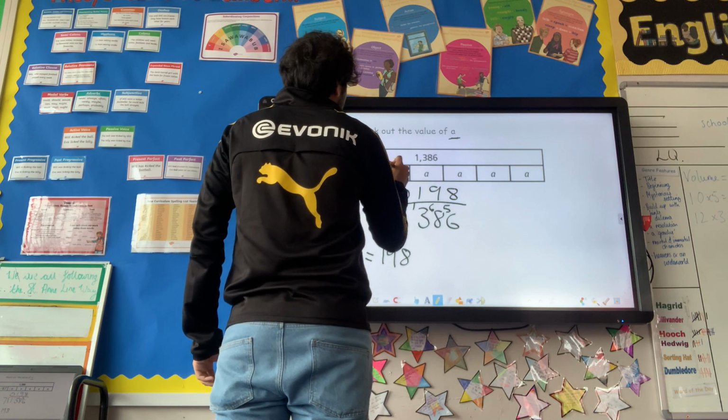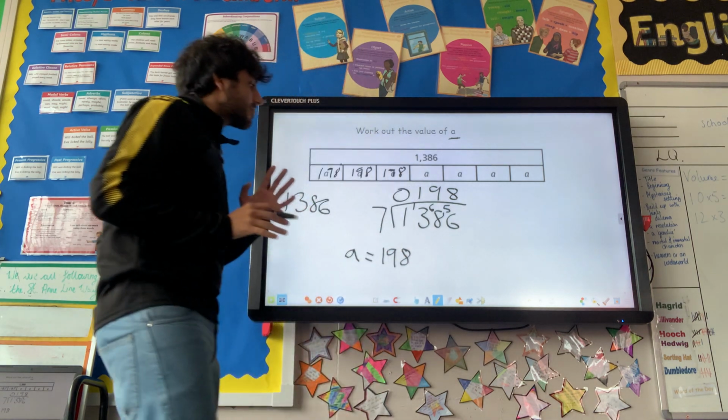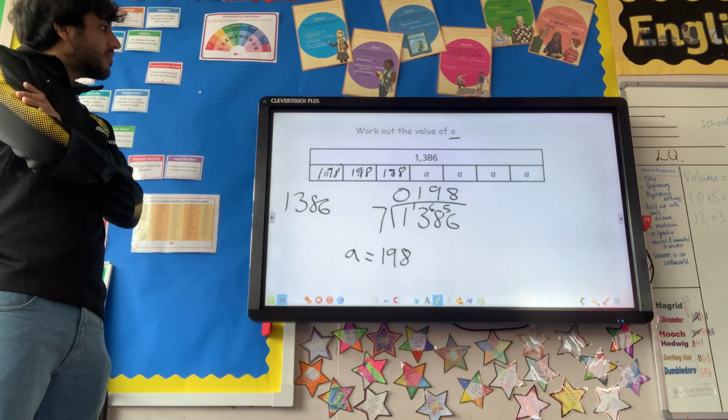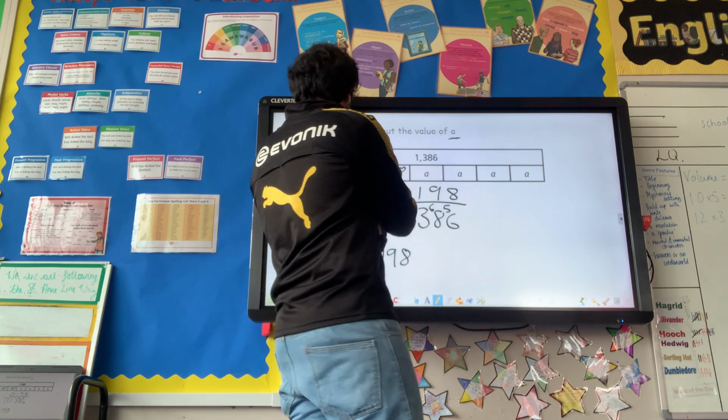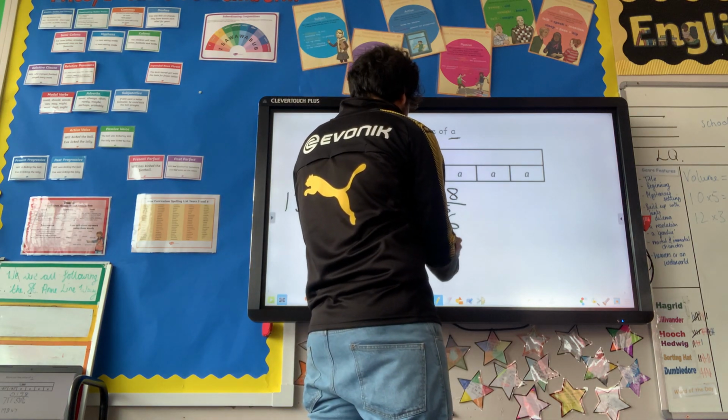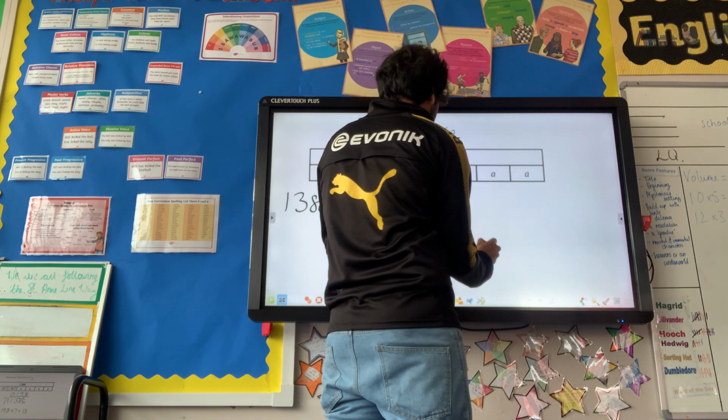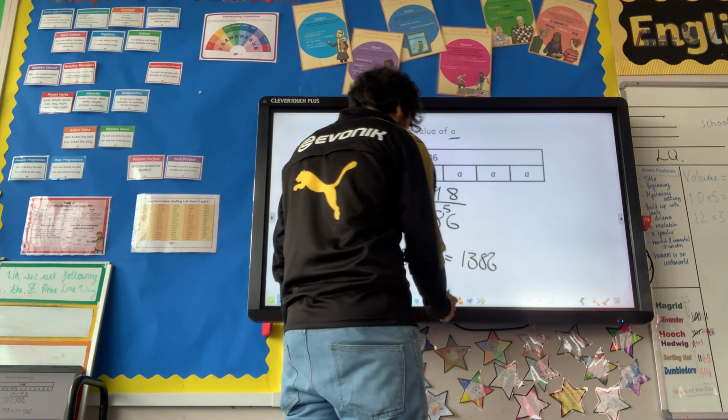How can we check that this is definitely correct? What can we do to work that out? To make sure we're definitely right, that our division was right, you can do 198 times 7. And that will give us 1,386. Okay?